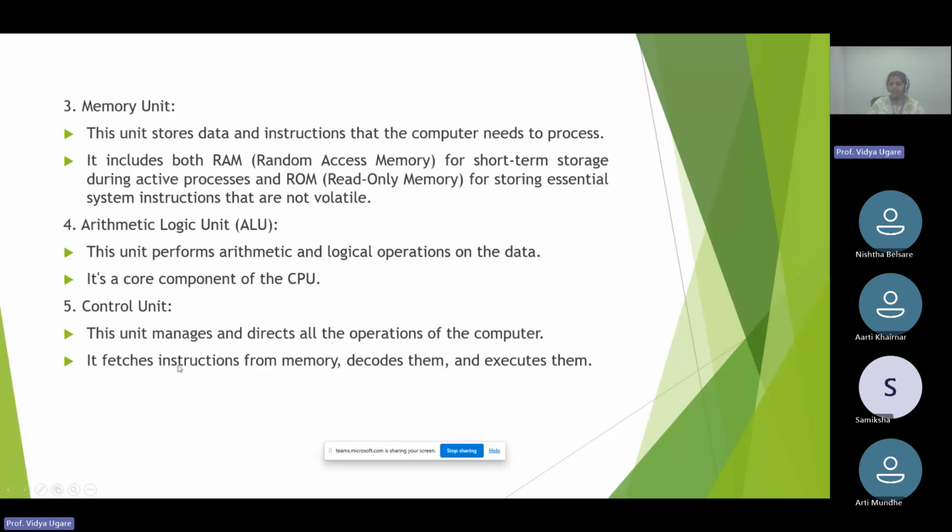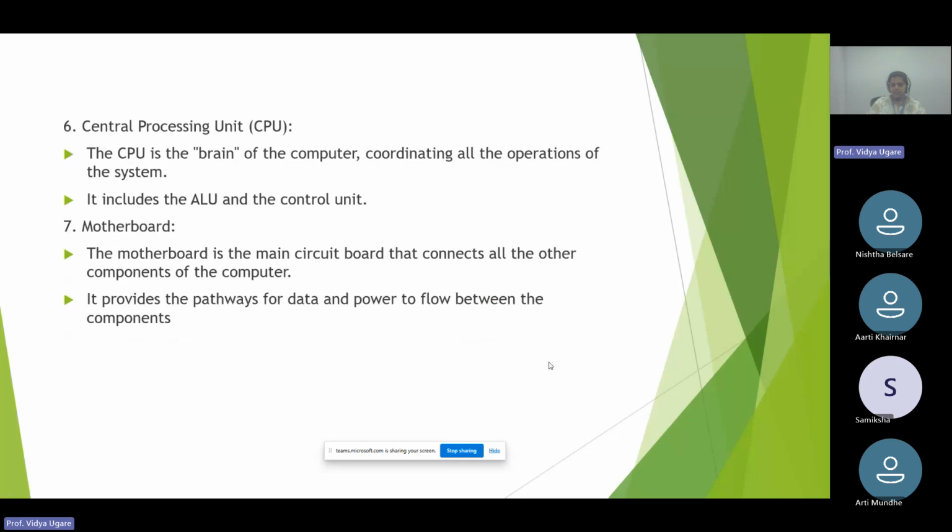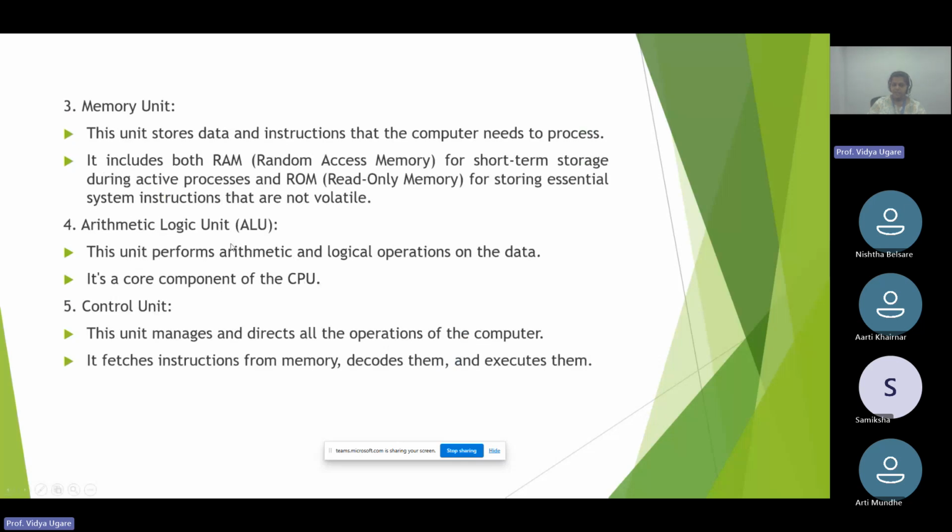Along with that, it also fetches instructions from the memory, decodes them, and helps execute them. So this is the memory unit, the ALU, and the control unit.